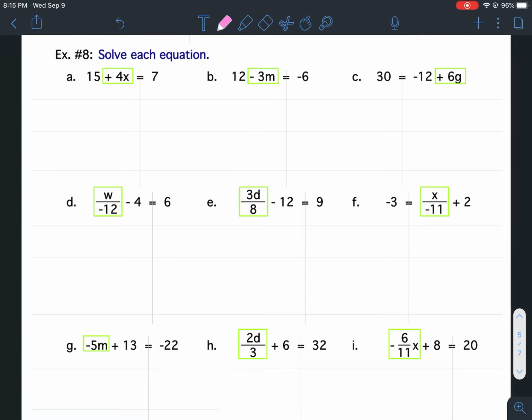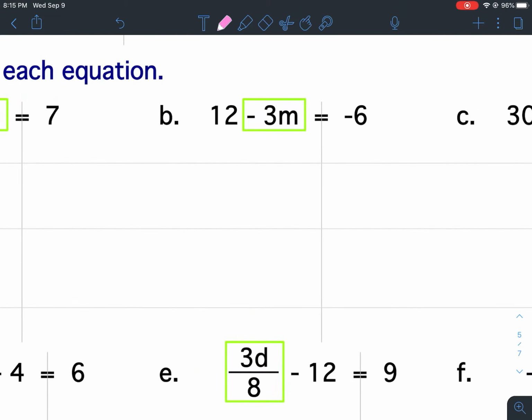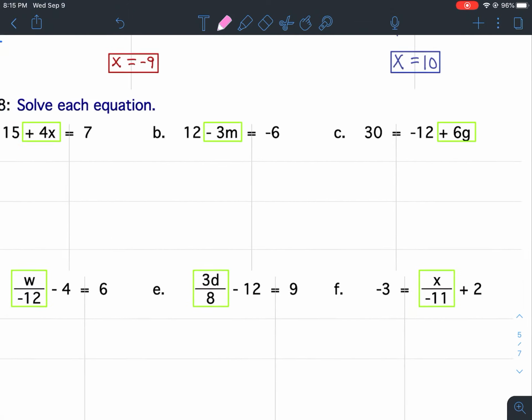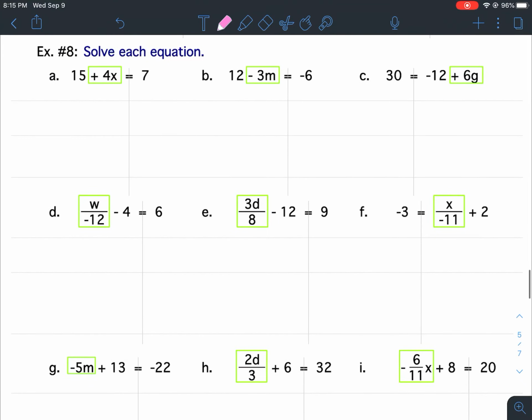For example, if you look at B, notice how I boxed its minus 3m. The minus 3 means that's a negative 3, so that's a negative 3m. And when it was addition, I boxed the plus sign too to know that that 6 is a positive 6. So right now, pause your video and go through and box each of your variable terms.